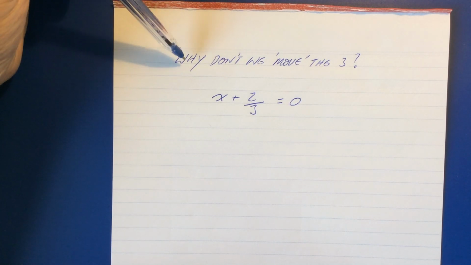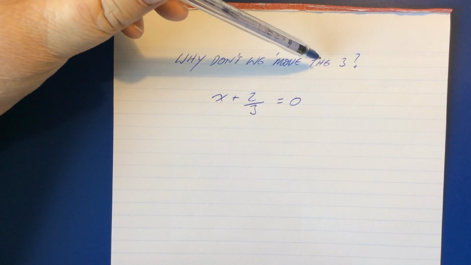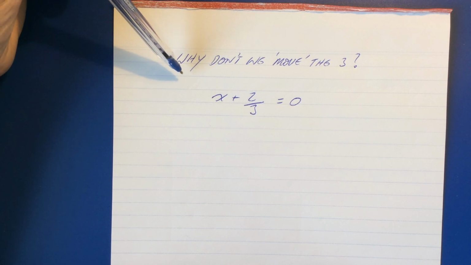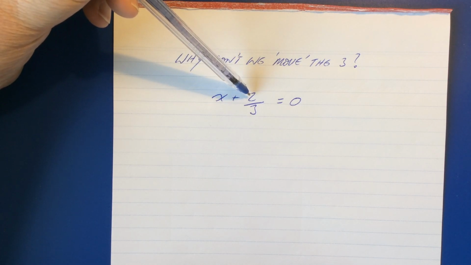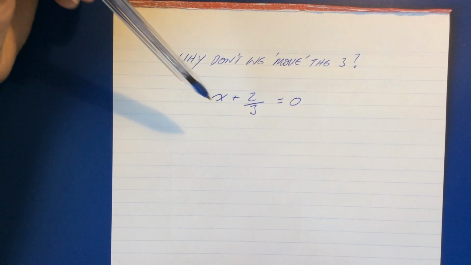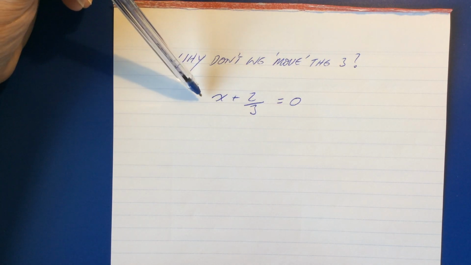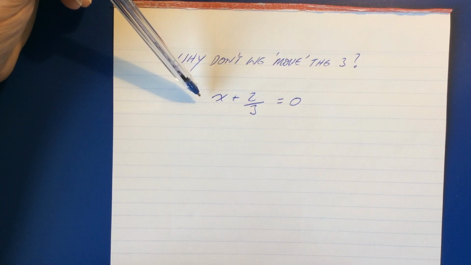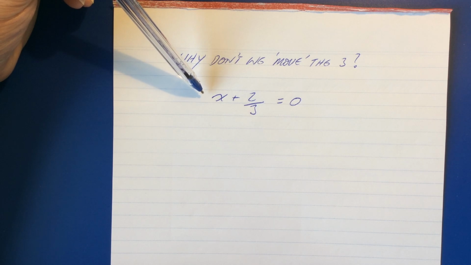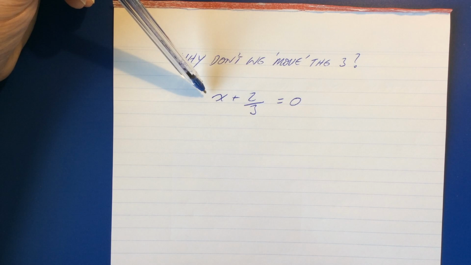And I've headed this up, why don't we move, in inverted commas, the 3? I could just as easily have headed it up, why don't we move the 2? Because this sort of expression, for those of my pupils who are either starting out in algebra or are confused by algebra, this really is a problem for them.